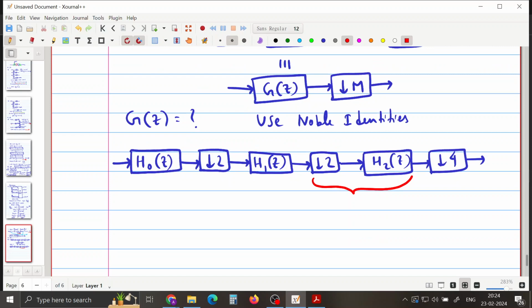So if we do noble identities here, what we are going to get is... the rest of the blocks remain the same.